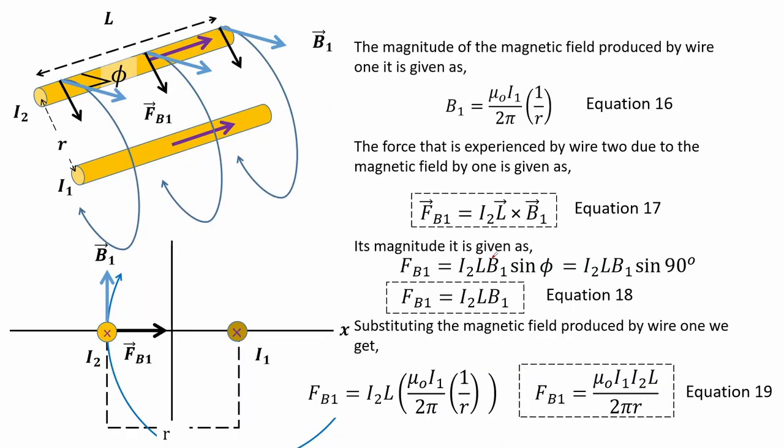The magnitude of the magnetic field produced by wire 1 is shown in equation 16. The force that is experienced by wire 2 due to the magnetic field by wire 1 is given as equation 17. Its magnitude is given as shown in equation 18. The angle phi here, as shown in the figure, is 90 degrees, which is the angle between the length L and the magnetic field. Substituting the magnetic field produced by wire 1, we get the force in equation 19.